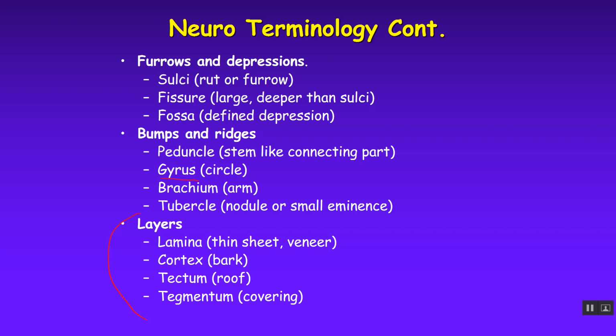A tectum: we'll talk about an area in the brainstem called the tectum of the midbrain. It's the roof of the midbrain. Or a tegmentum, which is also called a covering. We'll talk about the tegmentum of the midbrain, and actually the tegmentum of the brainstem, as kind of the covering of the brainstem. It's not an outside covering. It's just where parts are related to other parts, and we'll show you that.